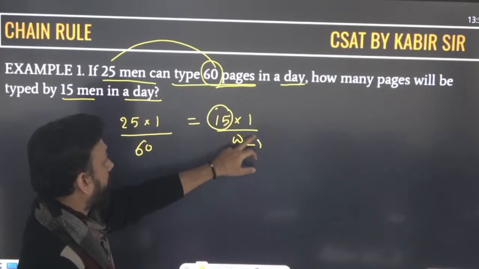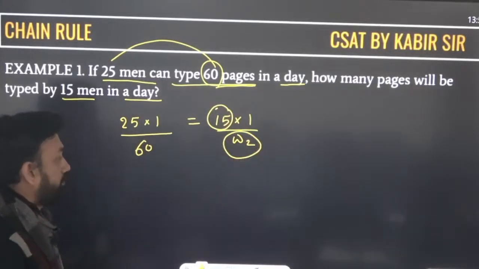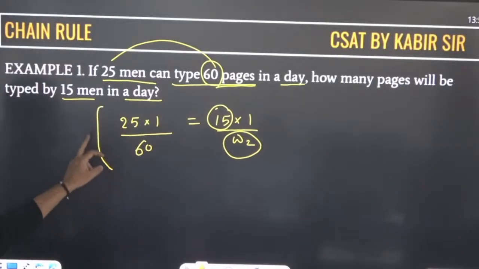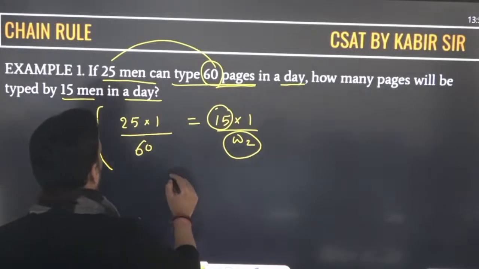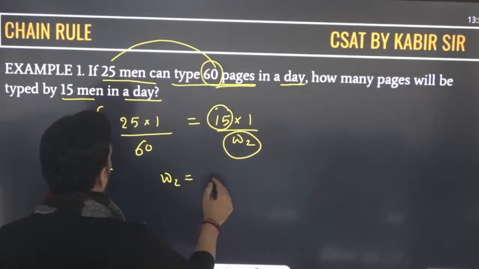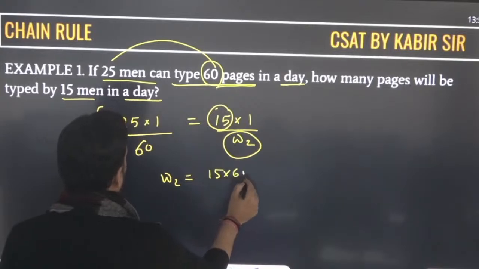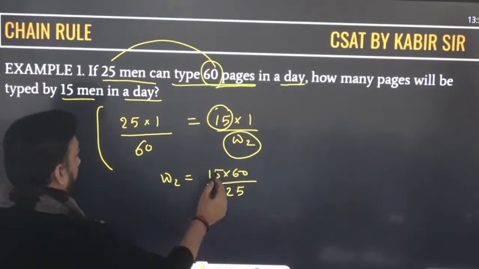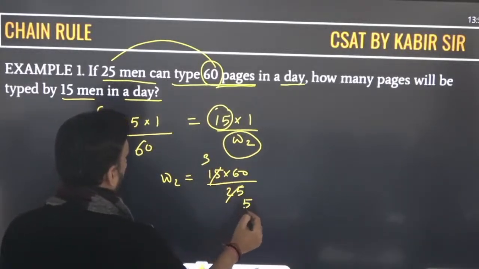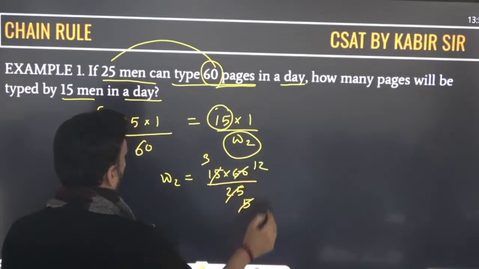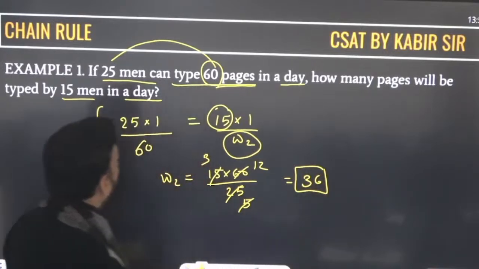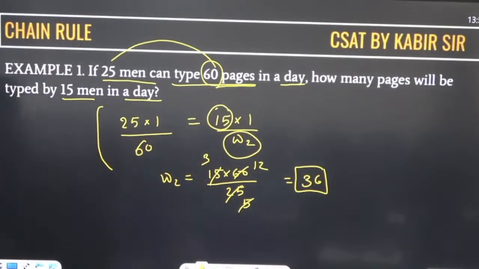Are you getting this equation? If you are getting this, you can easily solve this. It will be W2, 15 into 60 over 25. 12 into 3 is 36. They will type 36 pages.